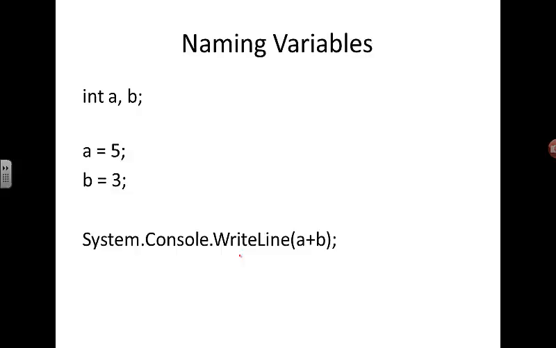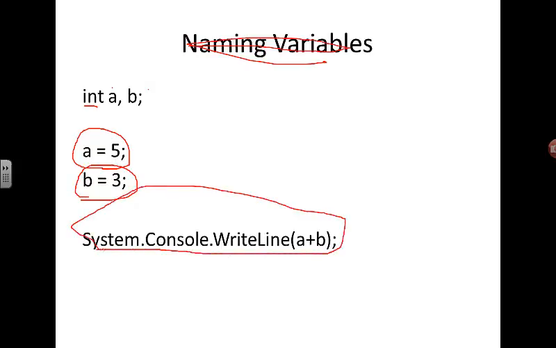Now, I'm talking about naming variables later on. But we're going to write a simple program that's going to declare two variables of data type int, and we're going to name them A and B. And then we're going to assign values to those variables. A will have the value of 5, and B will have the value of 3. And then we're going to write out the value to the screen. What this is going to do is take those two variables, add their values, and print that out to the screen.